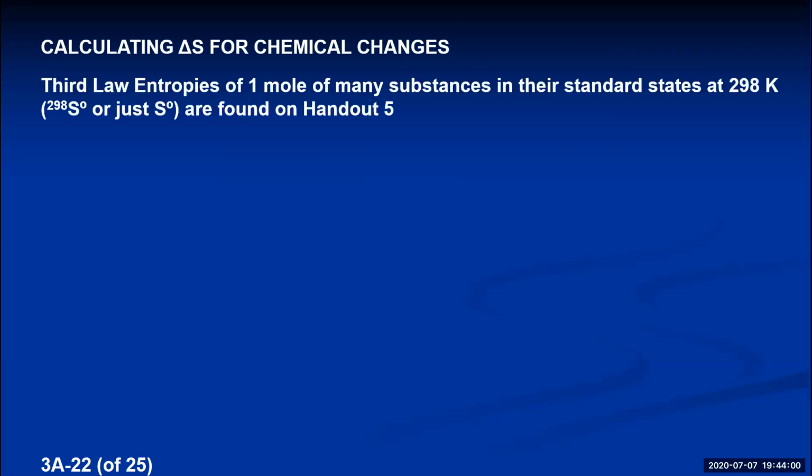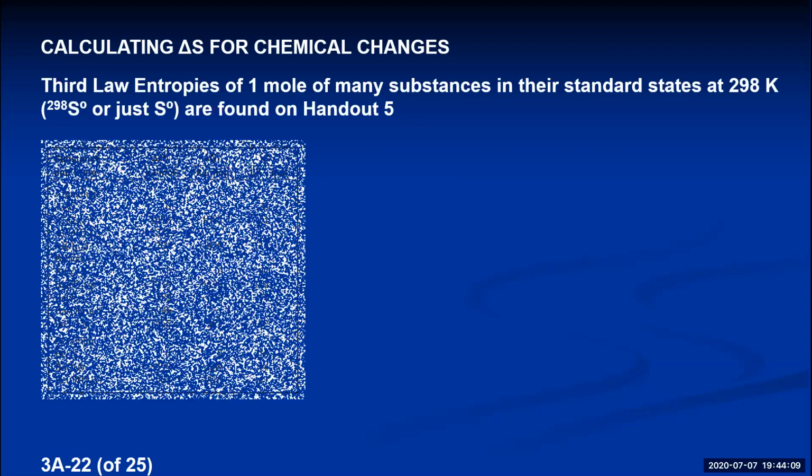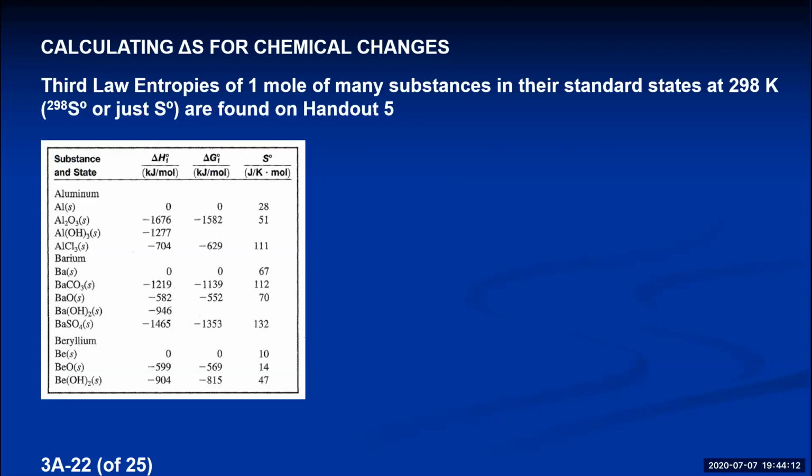So third law entropies of 1 mole of many substances in their standard states at 298 Kelvin, and that's abbreviated usually S naught, are found on handout 5. So here's an example of handout 5. We've already talked about the first column. That's the standard enthalpy change of formation of each of these different substances. But now if we look at the last column, that's an entropy value. So let me pick one number on here, the bottom number for beryllium hydroxide solid. The standard enthalpy of formation is negative 904.